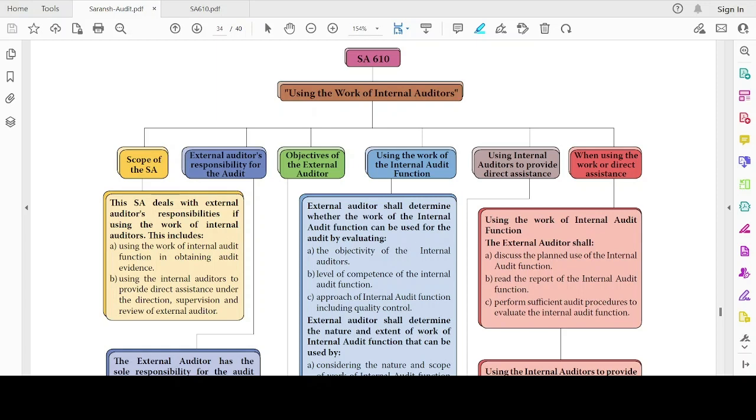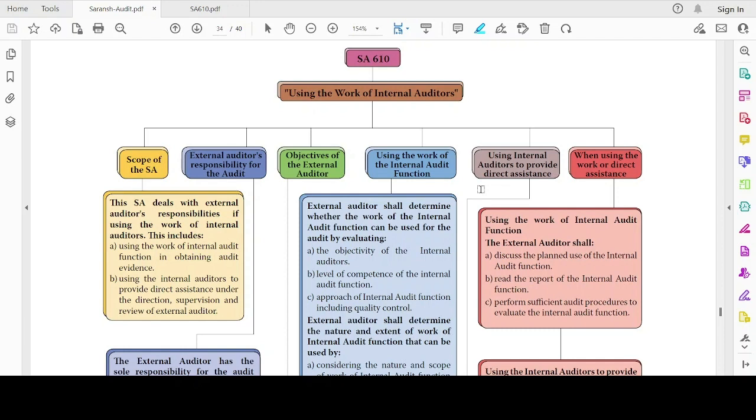Everyone, in this video, let's discuss SA 610, Using the Work of Internal Auditors. In the previous video, we discussed SA 600, Using the Work of Another Auditor. The next video will discuss the auditor's expert. Now, let's focus on SA 610, which can be discussed in broadly 6 heads.